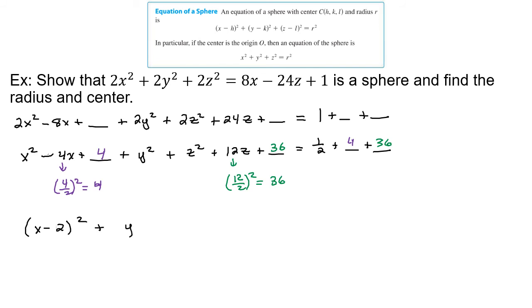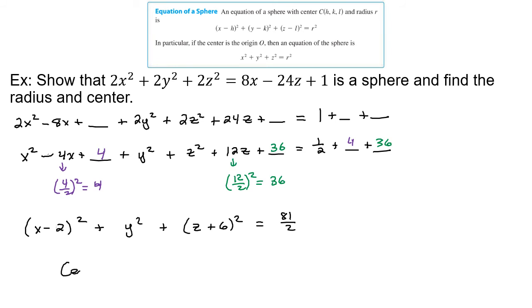The y squared doesn't need to factor because we're not adding anything into it, so we're going to leave that the way it is. And then we'll have a z, 2 numbers multiplied by 36 would be 6, so z plus 6 squared. The right-hand side, you get 40.5. So 36 and 4 make 40, which is 80 halves, and 1/2 make 81 halves. And so there's my standard form.